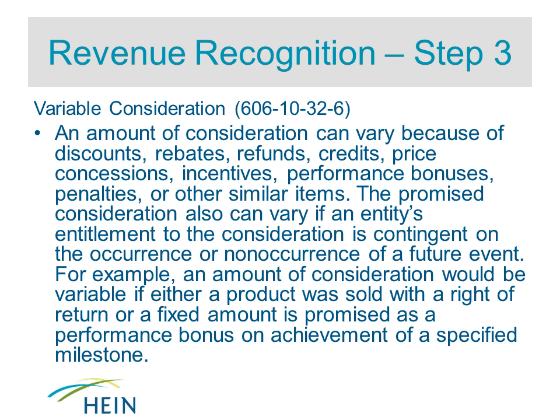Again, we've got the codification site here, but an amount of consideration varies because of discounts, rebates, refunds, credits, price concessions, incentives, performance bonuses, penalties, or other similar items. It can also vary if part of the consideration is contingent on the occurrence or non-occurrence of a future event. For example, the amount of consideration would be variable if either the product was sold with a right of return or a fixed amount is promised as a performance bonus on achievement of a specified milestone.